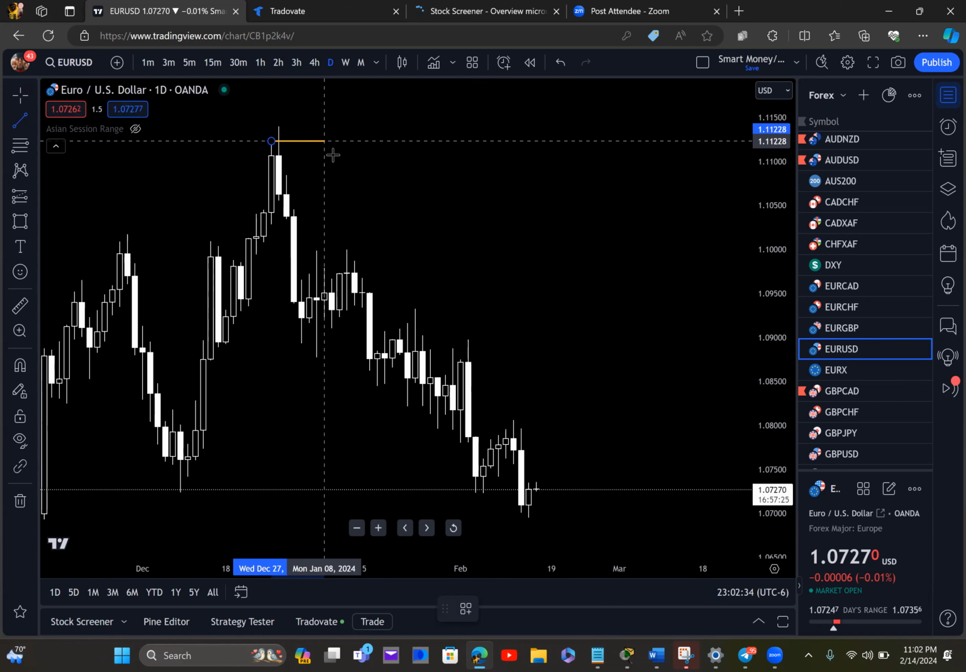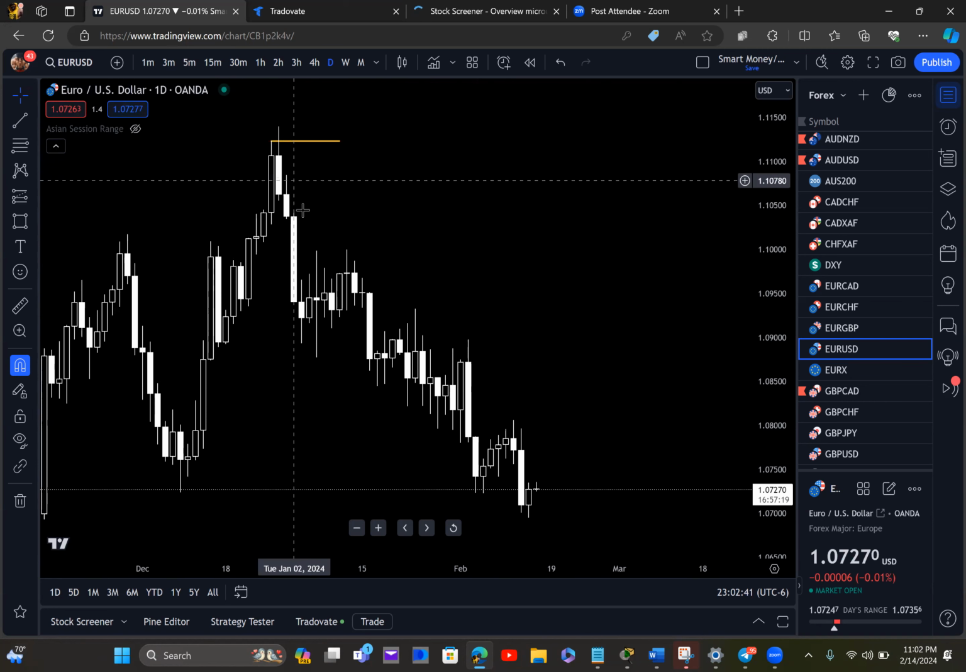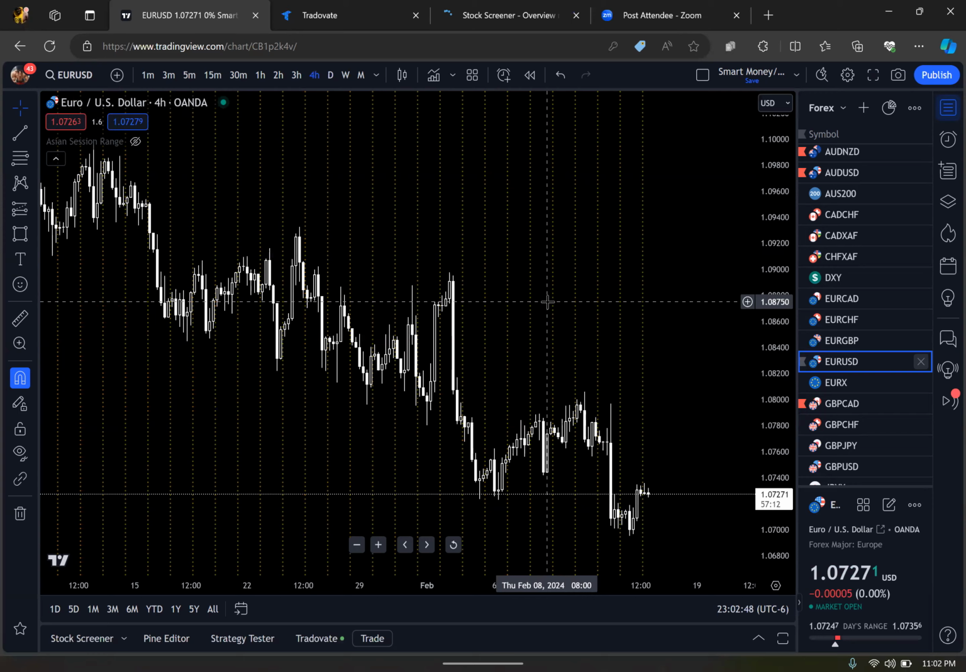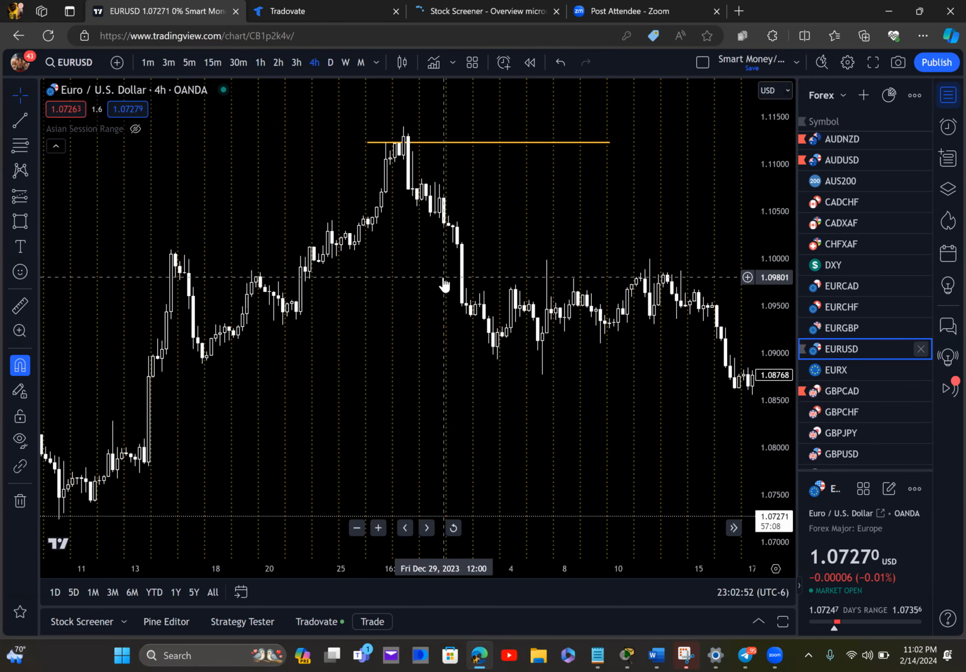Boom. All right, this is a liquidity grab right here. It took out liquidity, and look what happened. Price came down. Let's go down to the lower time frame. Let's go to the 4-hour and take a closer inspection of it, because this is very important when it comes to trading the way that we trade.